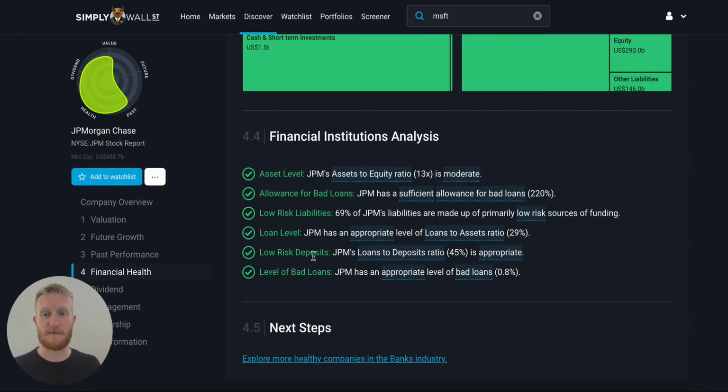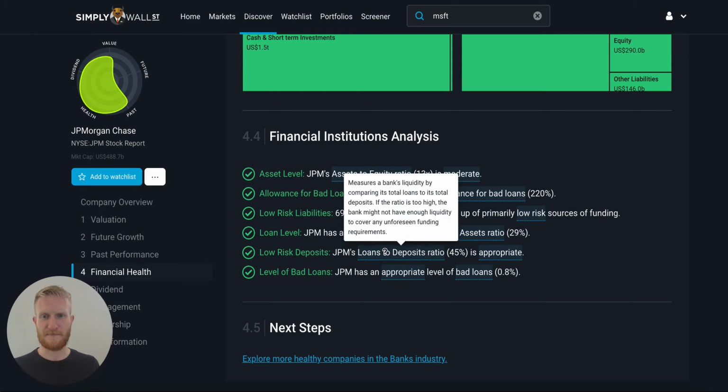The next check we do is for low risk deposits. We want to compare the business's loans to its customer deposits. For the definition here, it says this measures a bank's liquidity by comparing its total loans to its total deposits. If the ratio is too high, the bank might not have enough liquidity to cover any unforeseen funding requirements.